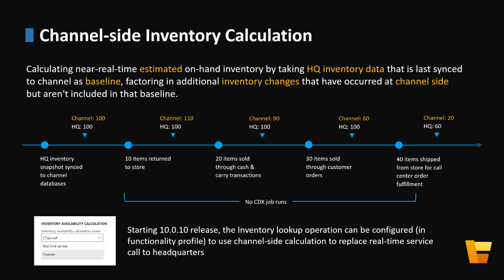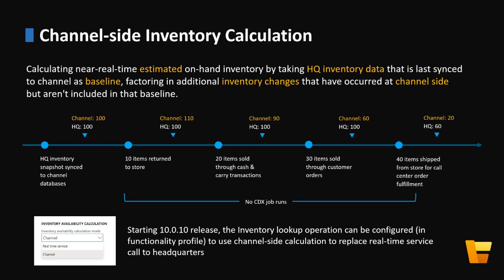Let's say in that time window, if 10 items of this product were returned from customers to the store, then headquarters won't immediately know that. However, our channel side calculation will know it, so that it knows there are now 110 items available in the physical store. And similarly, if later on more items of this product are sold, then the channel side estimated quantity will be adjusted accordingly and immediately.